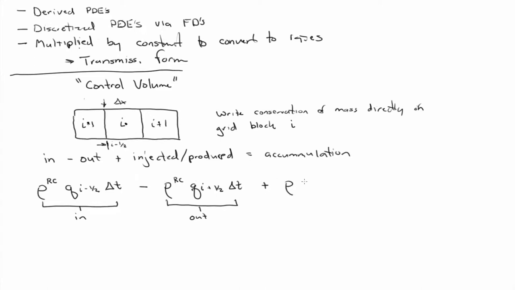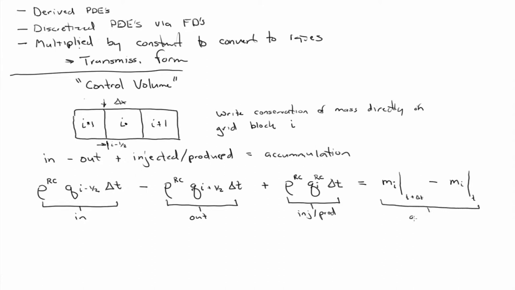Then anything that's injected, so this will be like a boundary condition. So what's injected under reservoir conditions times delta T. So this is injected or produced. And then over on the right-hand side, we have the accumulation. The accumulation is the mass in the ith control block at time T plus delta T minus the mass in the ith control block at time T. So this is the accumulation. That's how much mass can be stored in that control block because of compressibility and other things.